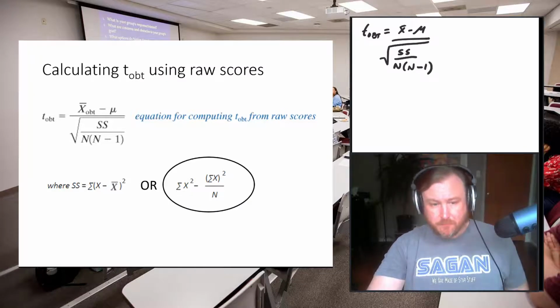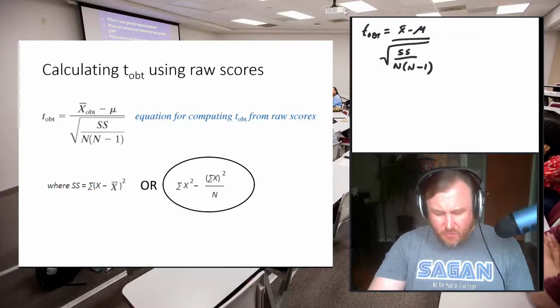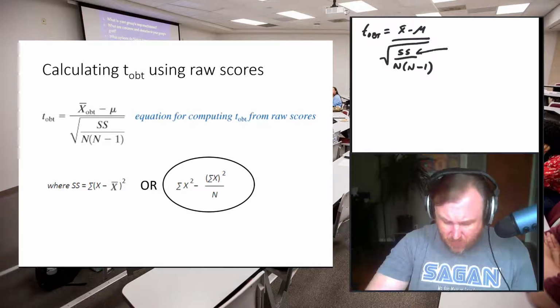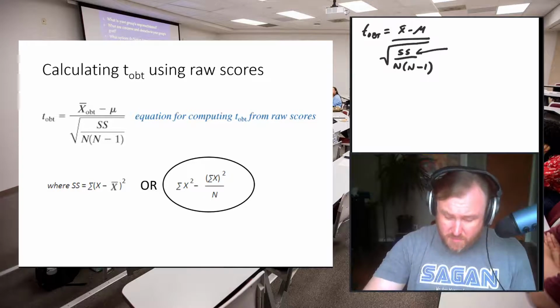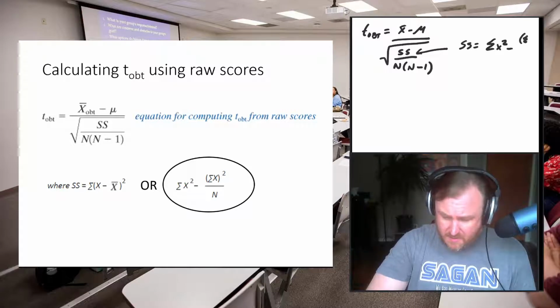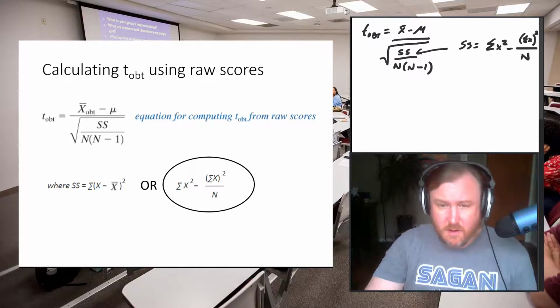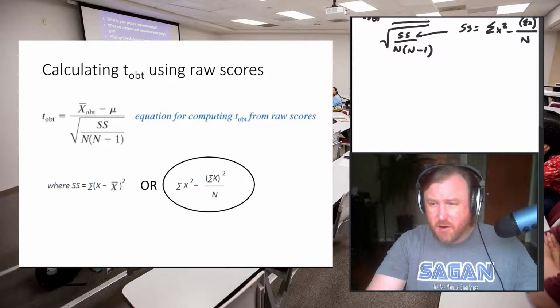Okay. And then in order to compute this sum of squares value, we're going to need the sum of squares formula, which if you remember, it's the sum of x squared minus the sum of x, squared, divided by n. Okay, so let's look at our raw data.